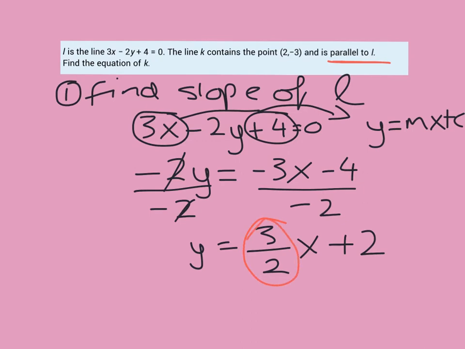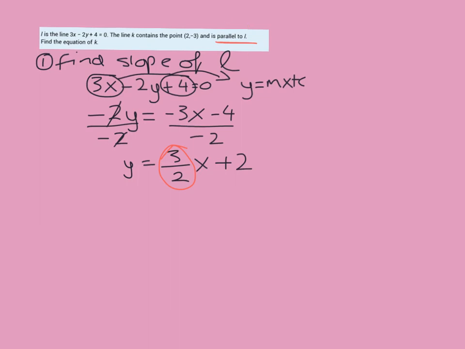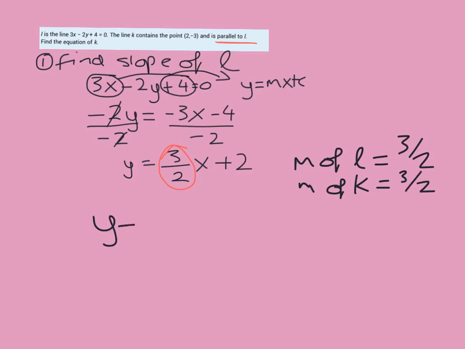Okay, now remember, if it's parallel, then my slope is going to be equal. So that means that we know that the slope of L equals 3 over 2, but the slope of K is also going to equal 3 over 2 because they're parallel. Alright, so go ahead then, y minus y1 equals m times x minus x1. Pause the video here and have a go at getting the equation of the line for me, please.